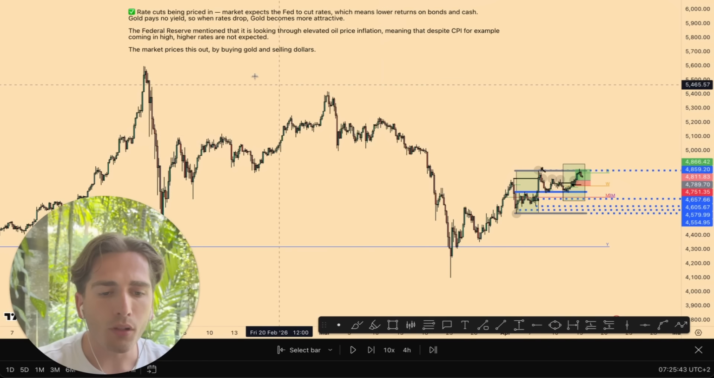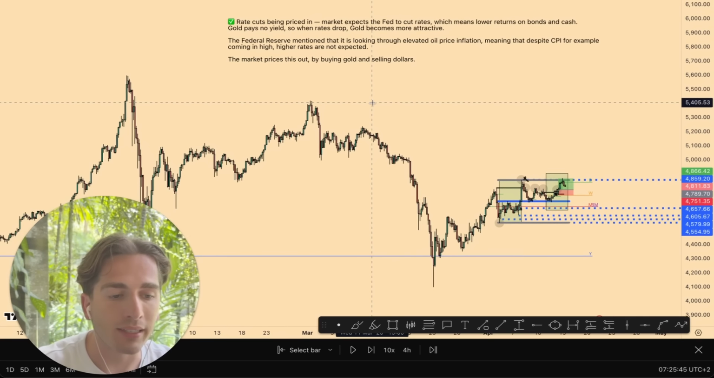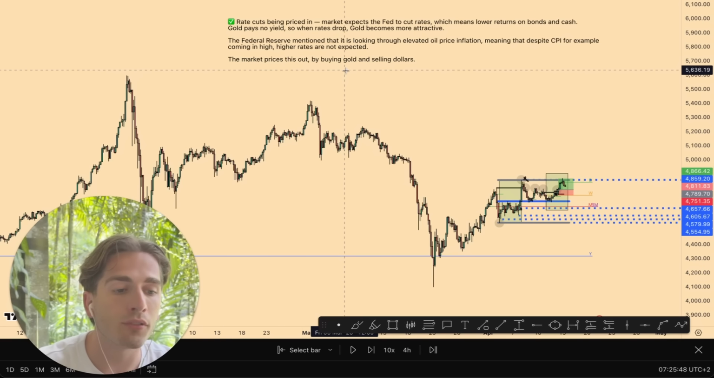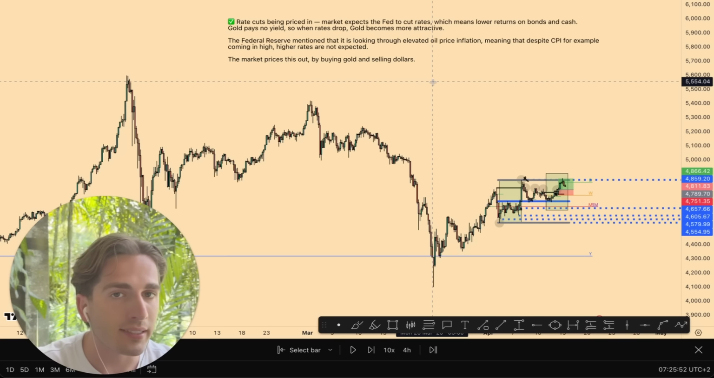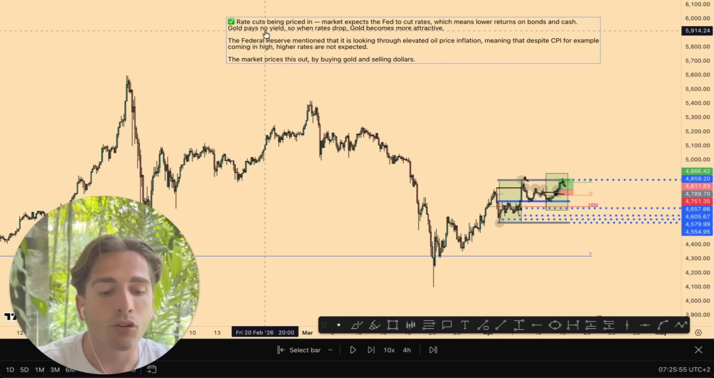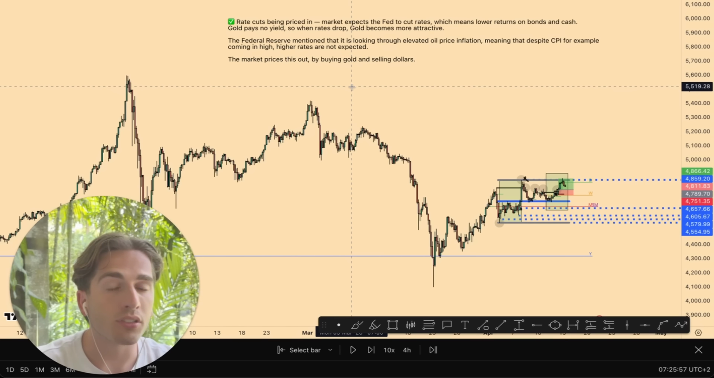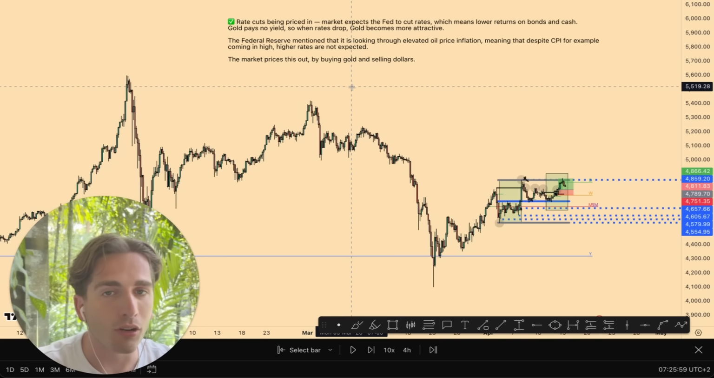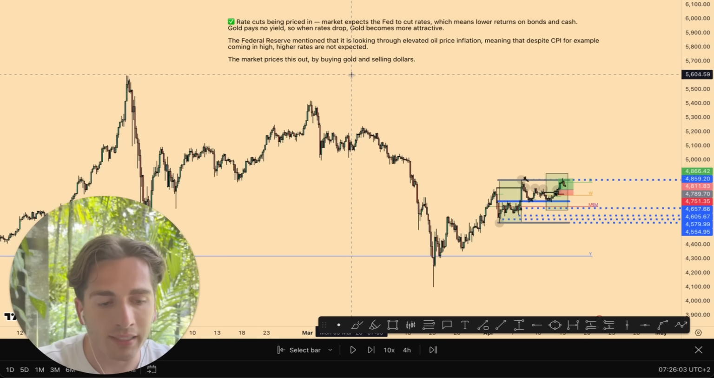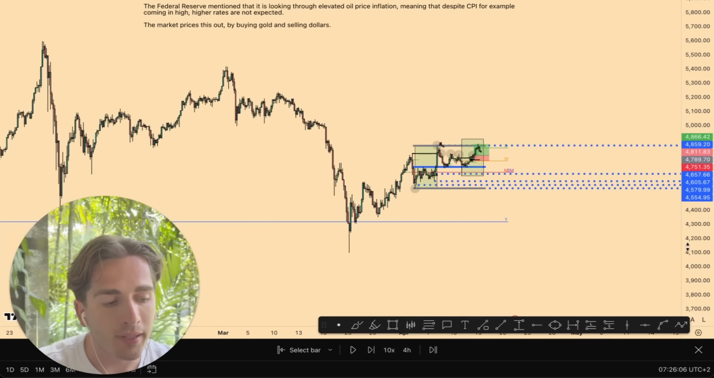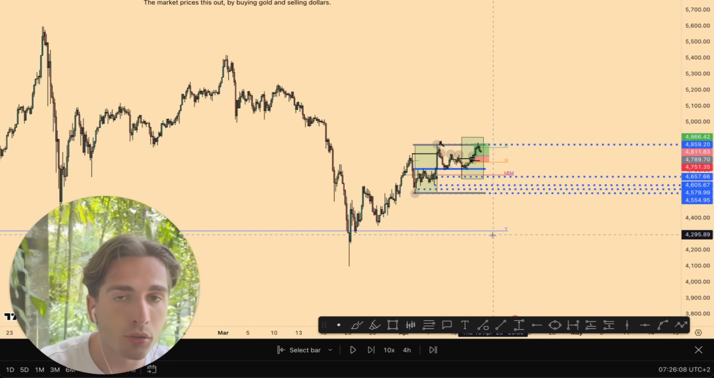Furthermore, rate cuts are currently being priced in, and the market expects the Federal Reserve to cut rates, which means that there's going to be lower returns on your overall invested capital. Now, what will happen is that gold will then tend to rise, because the overall relationship with lower yields is that gold will tend to push up further in towards the highs. Now, based on this, I built a fundamental case for the gold long, and it aligned beautifully with the overall technical analysis.